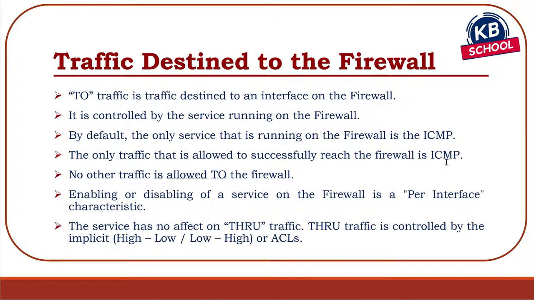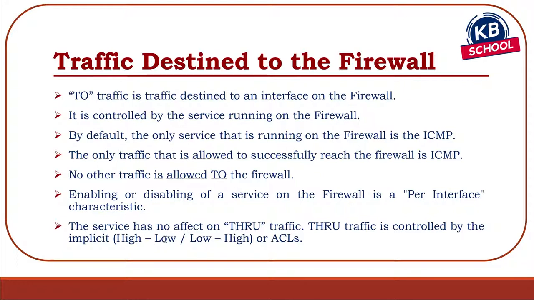This service, when you enable or disable it, is done on a per interface basis. So when I enable or disable ICMP, I need to specify that I want to enable or disable it for a particular interface. No other traffic by default is allowed to the firewall except for ICMP because that's the only service that's enabled. So I can have different policies for the outside interface or the inside interface. It is always per interface. Whatever I do with a service will have no effect on your through traffic.